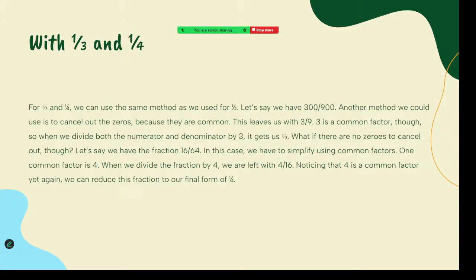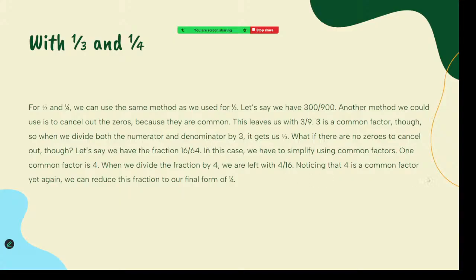But what if there are no zeros to cancel out? Let's say we have the fraction 16 over 64. As you can see, there are no zeros. In this case, we have to simplify using common factors. One common factor is 4, or even 2. If we use 2, the fraction could simplify to 8 over 32, and we could use 2 again until we get to the simplest form.